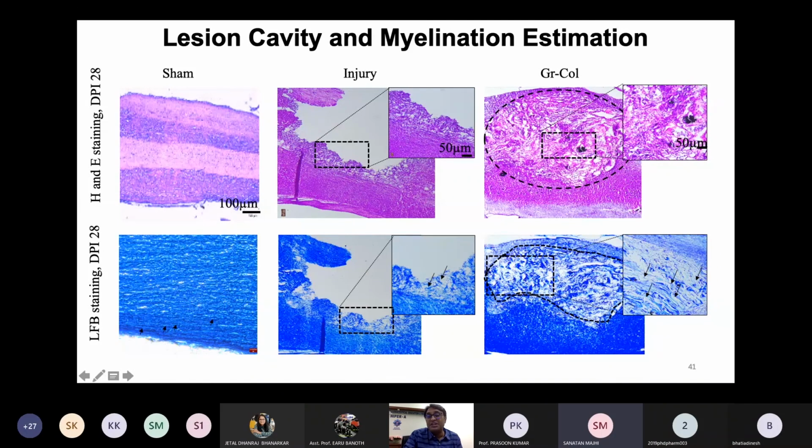So in the entire material you see the cells are proliferating. Here you see the LFB staining. This is a sham which is showing a good myelination formation. Material is collagen. This is the injury group, and here you see the GR call, which is showing nice myelin sheaths forming. Sorry, this is the injury group. This is just an unrepaired area.